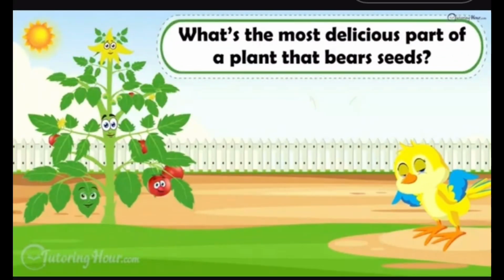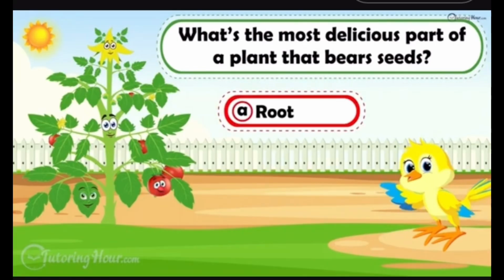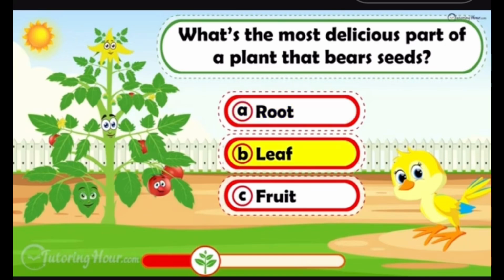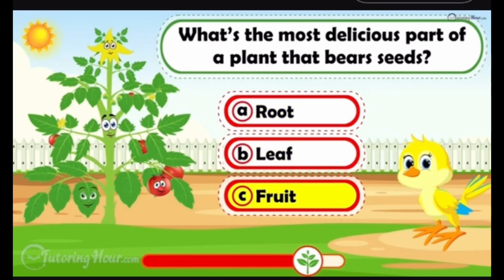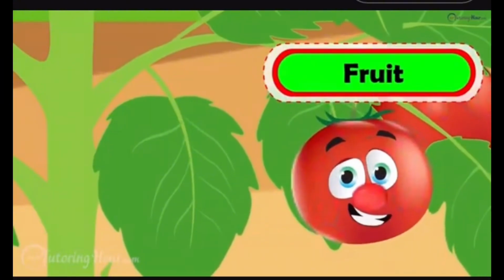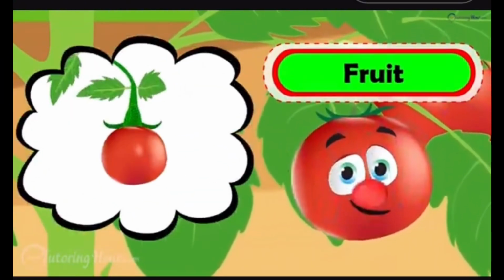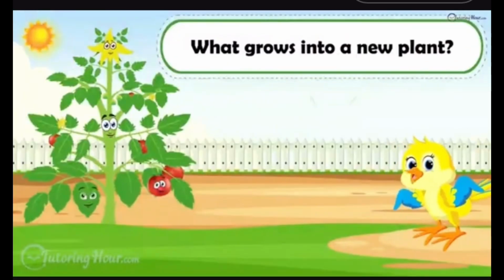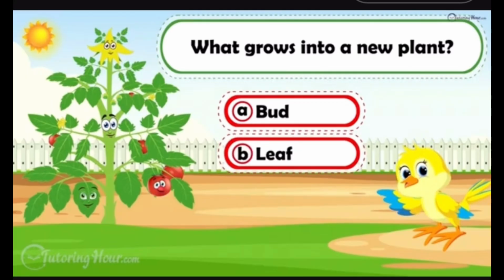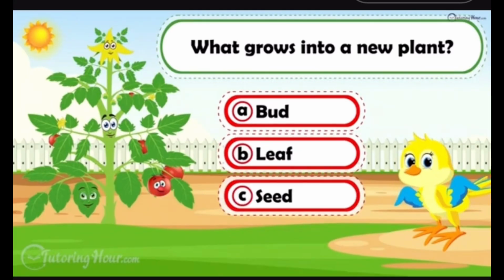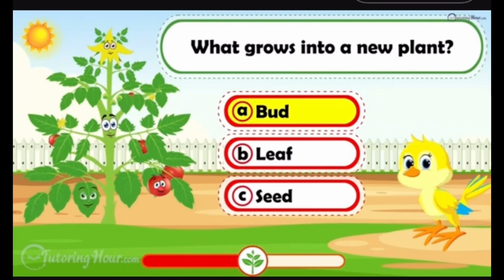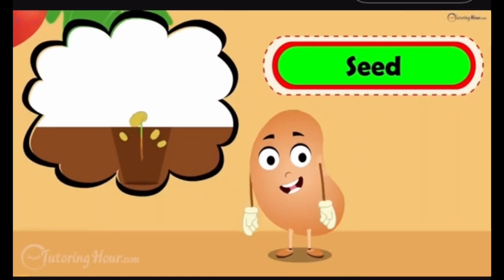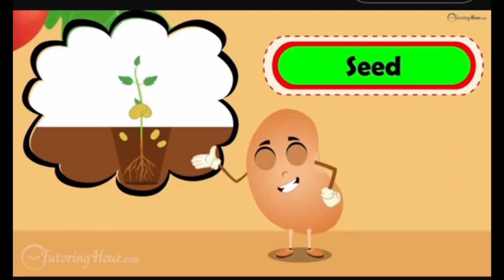What's the most delicious part of a plant that bears seeds? Is it A, root, B, leaf, or C, fruit? That's me, the fruit. I grow from flowers and protect the seeds. I'm tasty and edible. What grows into a new plant? Is it A, bud, B, leaf, or C, seed? That's me, the seed. I grow into a baby plant, also called seedlings.